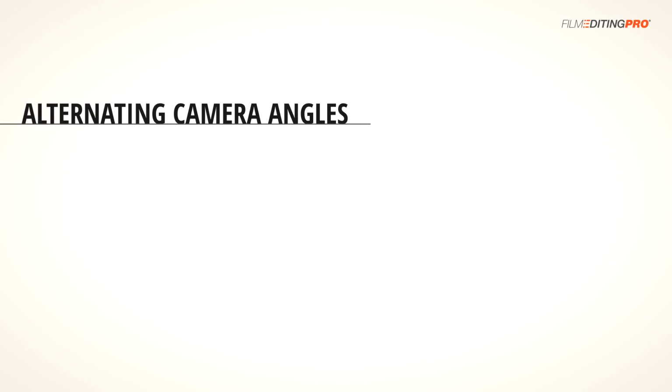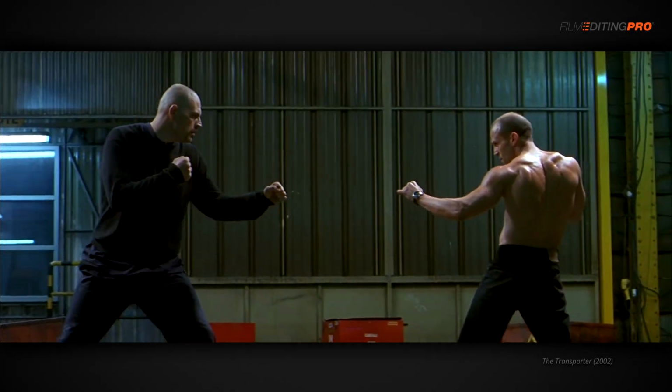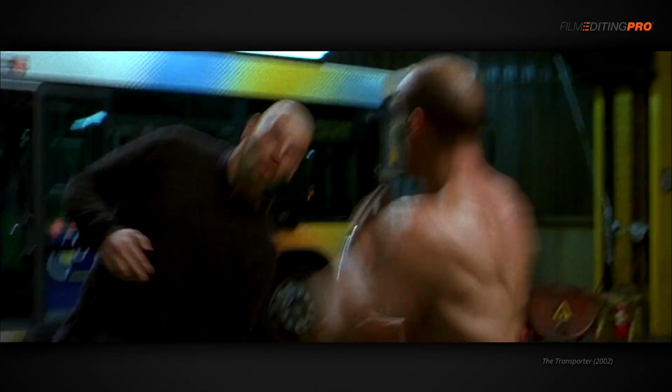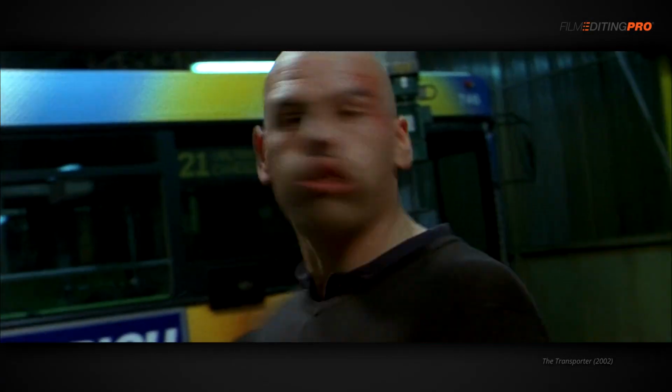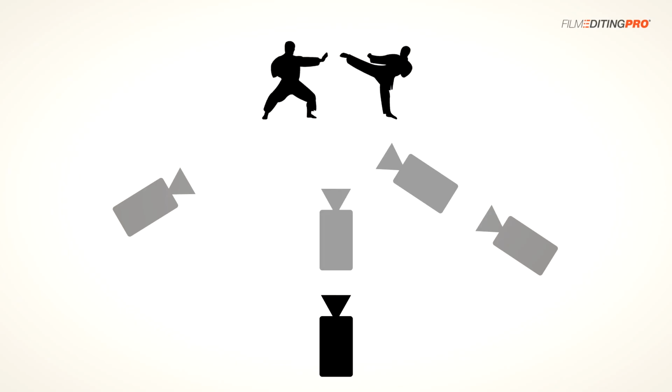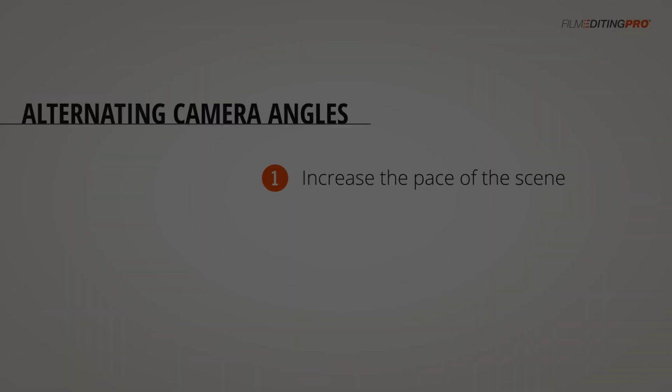The function of this is to accomplish 3 main things. First, alternating camera angles will increase the pace of the scene. There will be certain times when you want to give the fight a bit more energy and a feeling of movement to it. By cutting between alternating angles, the fight will feel a bit more frenetic and the action will appear more exciting than if it was only shown from one angle.